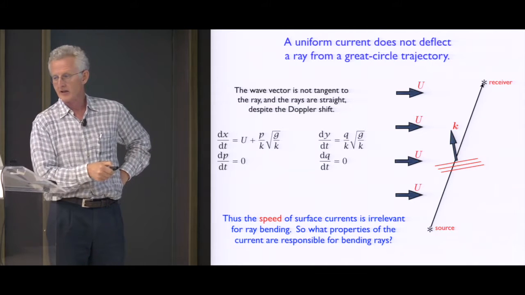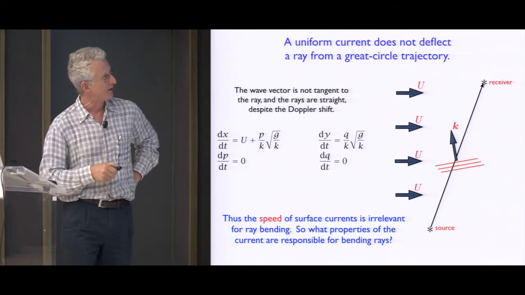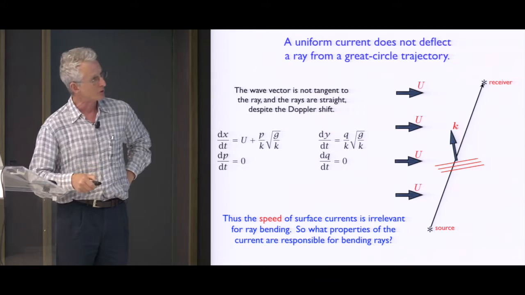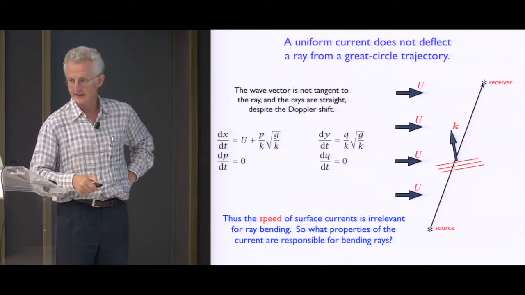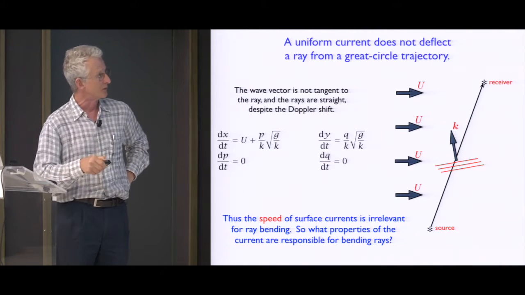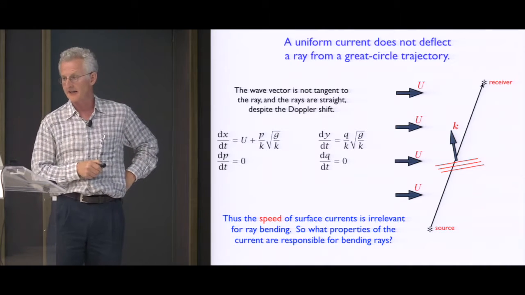Okay? So that's a trivial solution, I would say, of the ray tracing equations, where the wave numbers don't change with time because changes in the wave number rely on gradients of the velocity, and there are none. So P and Q are constant, and therefore dx/dt and dy/dt are also constant. You can eliminate time, that gives you the ray path. It has to be a straight line, and it is.